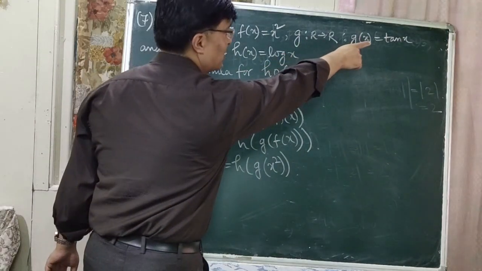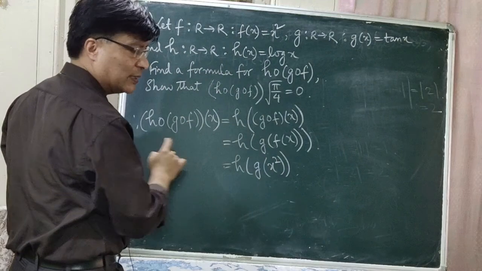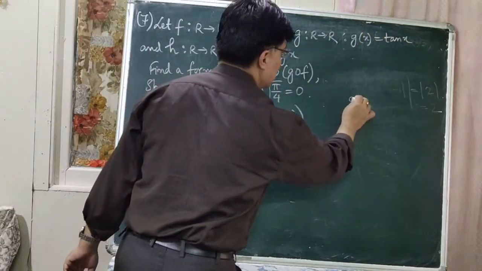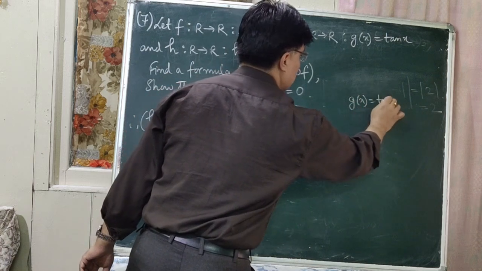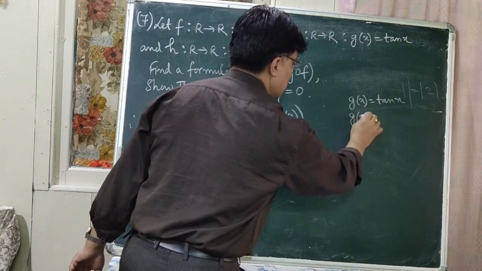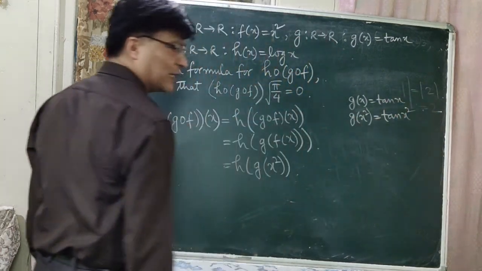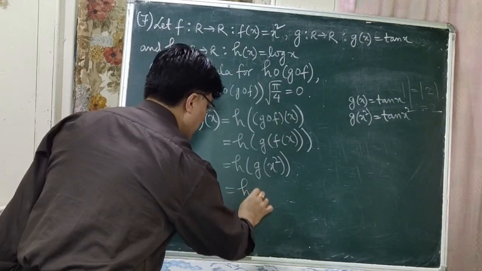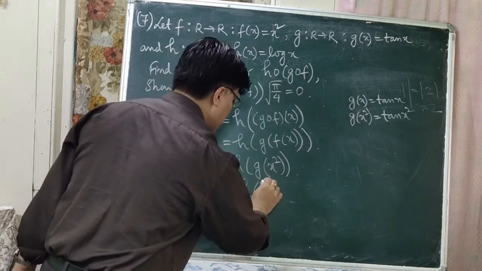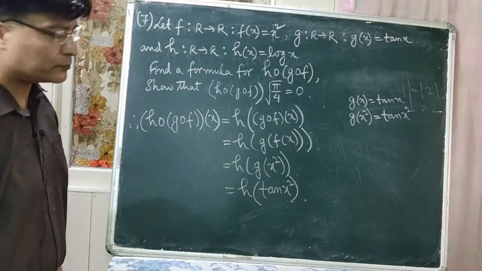Now let us find out the value for G of X square. What is G of X there? Tan X. So instead of X here you have to put X square. So what is G of X square? It is tan X square, isn't it? If G of X is equal to tan X, now you can get the value of G of X square, which is tan X square. Is that clear? So it is equal to H of within bracket, you have to write what is G of X square? It is tan X square. So I think you have understood it.